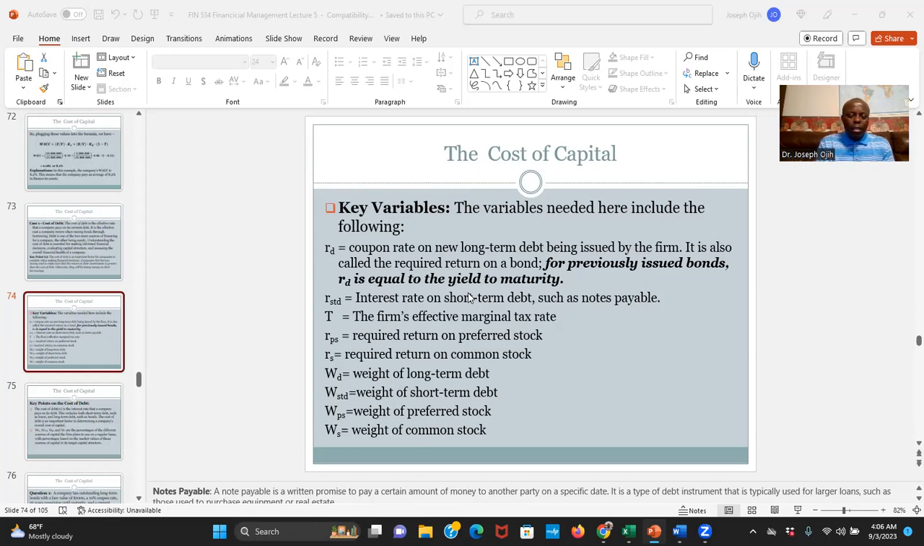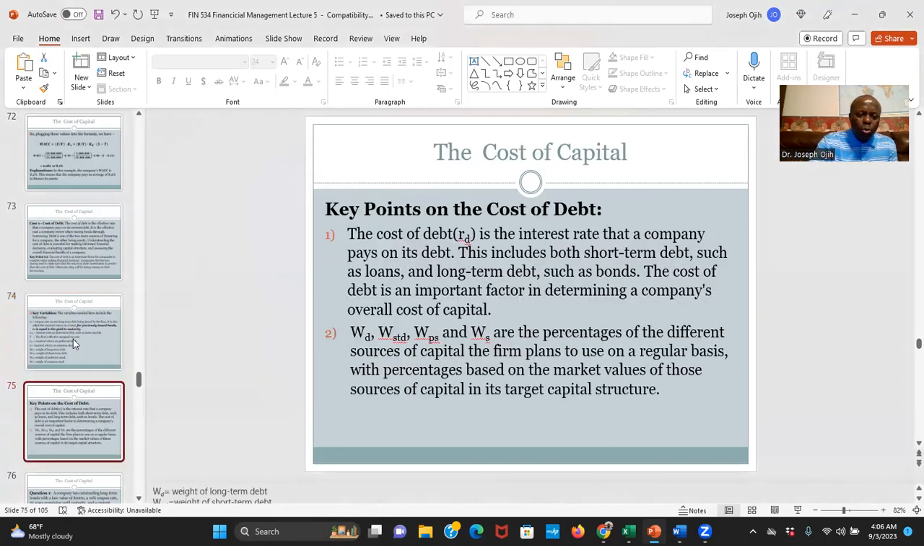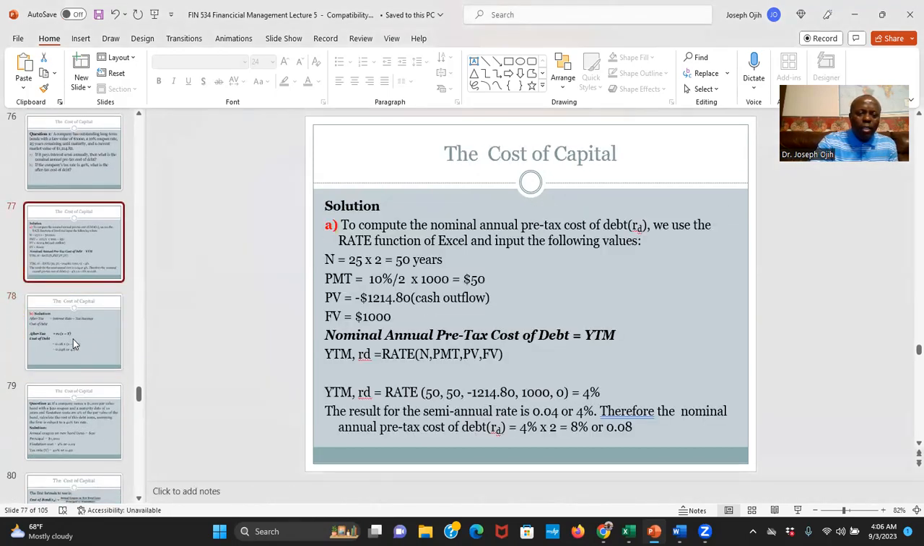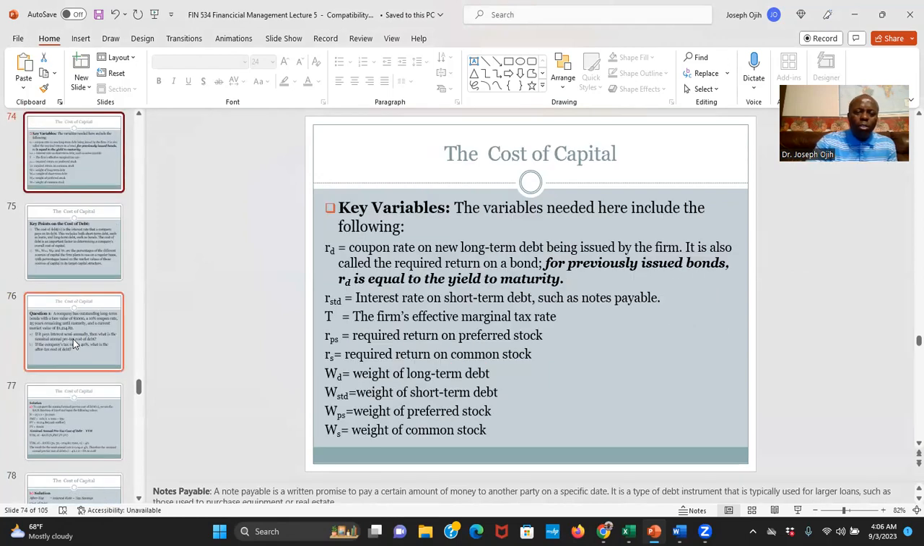We can also use that symbol to represent the cost of debt. You can use the RD to represent the cost of debt, or the yield to maturity, which is how much the company pays the bondholders at maturity. Now, we have the RSTD, which is the interest rate on the short-term debt. Notes payable can be a good example of short-term debt.